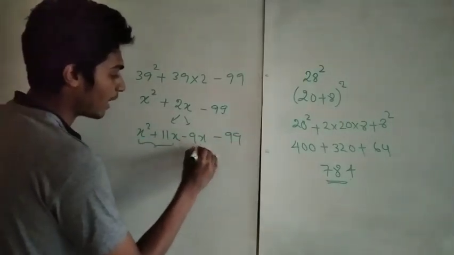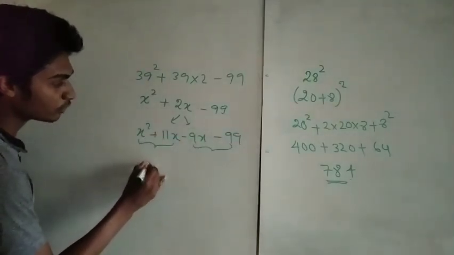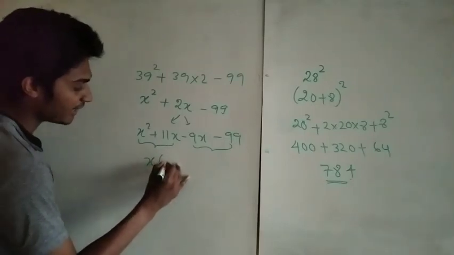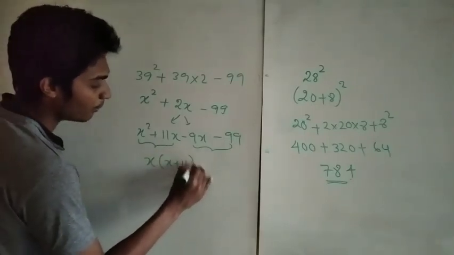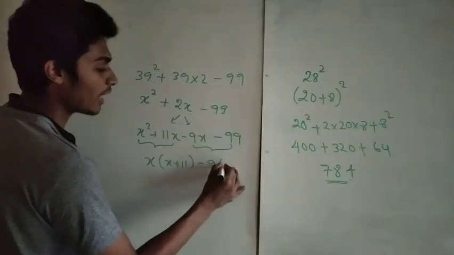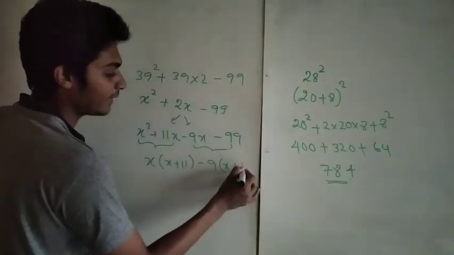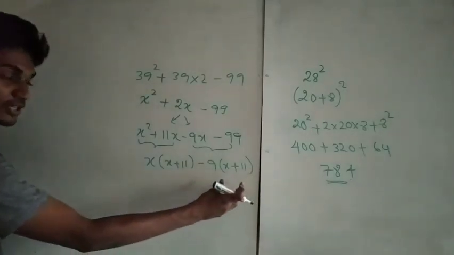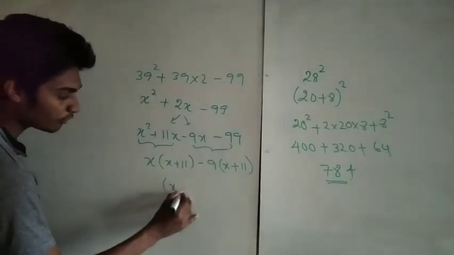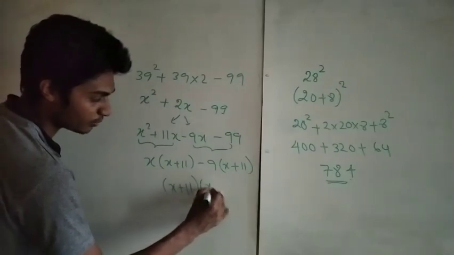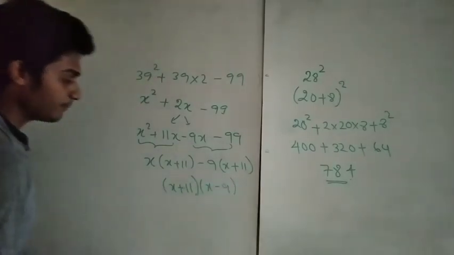Now take it pairwise. So x is common for both of them, just take x out of the bracket, so you are having x into x plus 11, minus, take minus 9 out of the bracket, so you are having x plus 11 again, because 9 into 11 is 99. So this is the thing. x plus 11 is common, take x plus 11 out of the bracket, so you are having x plus 11 into x minus 9. Very simple, right?